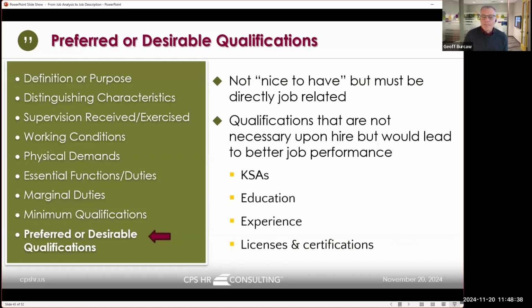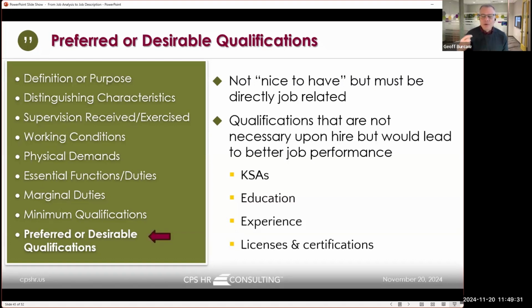So the last thing I want to talk about is the preferred or desirable qualifications. And I think this is what trips people up the most, understanding what that actually means. Traditionally, people have made the mistake of thinking these preferred or desirable qualifications are things that are nice to have, not really required, but we would like people to have. We think that if people have this particular knowledge or skill that may not be directly needed for the job, they're probably going to be better. They're going to learn faster. They're going to be better at our tasks on the job. But that's not proper. That's not good enough. We can do better than that.